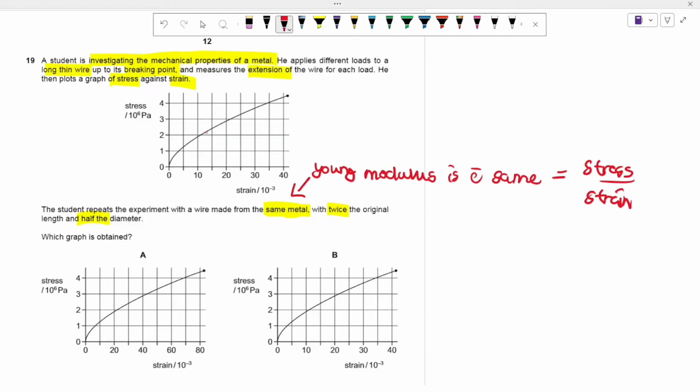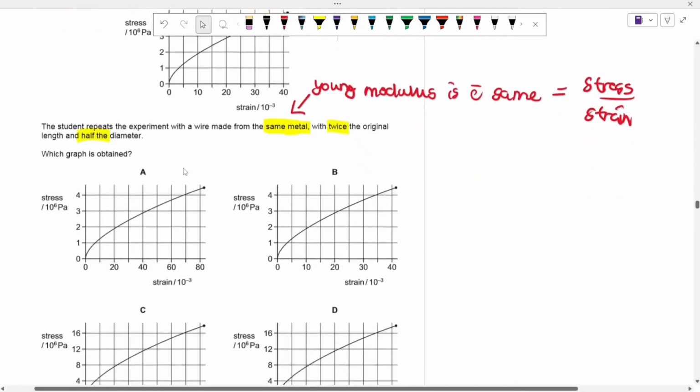So it means that the gradient of this graph is basically the Young modulus, because it's the ratio of stress to strain. And I've said the Young modulus is the same for the same material. So if we're going to put a graph for another metal with the same material, it basically means the gradient should be the same because the Young modulus is the same. So the graph shouldn't change. It should be the exact same graph. Essentially, that is all you needed to do, right?